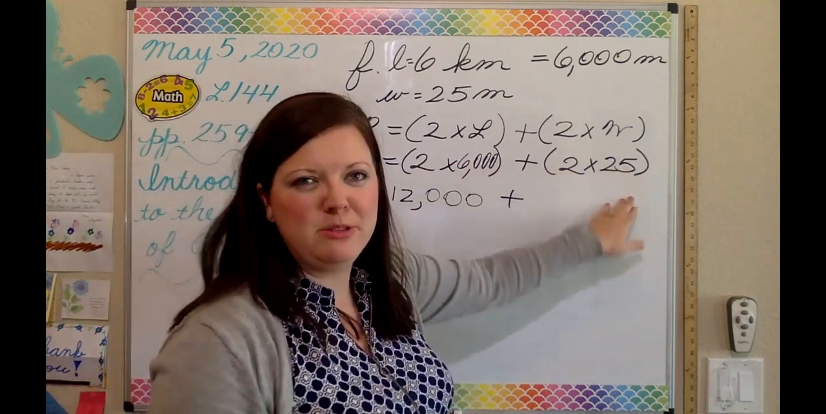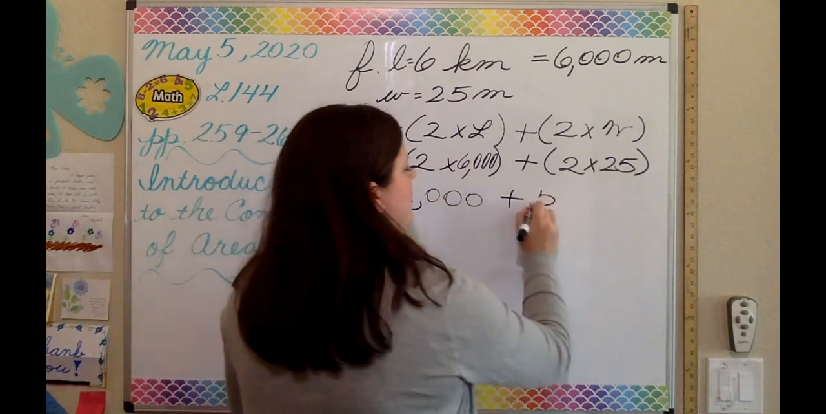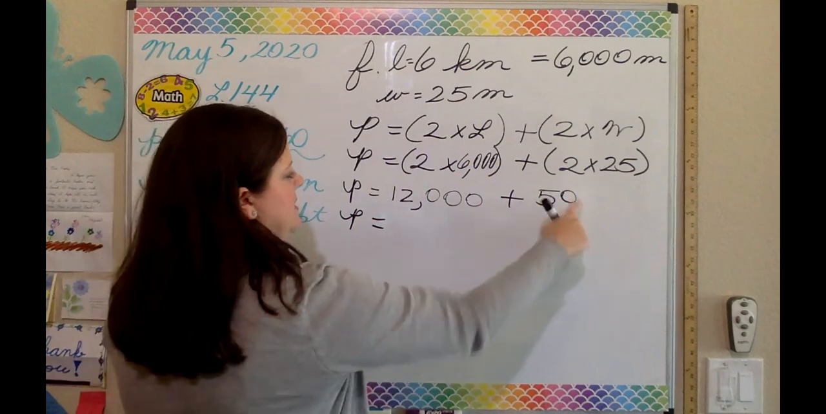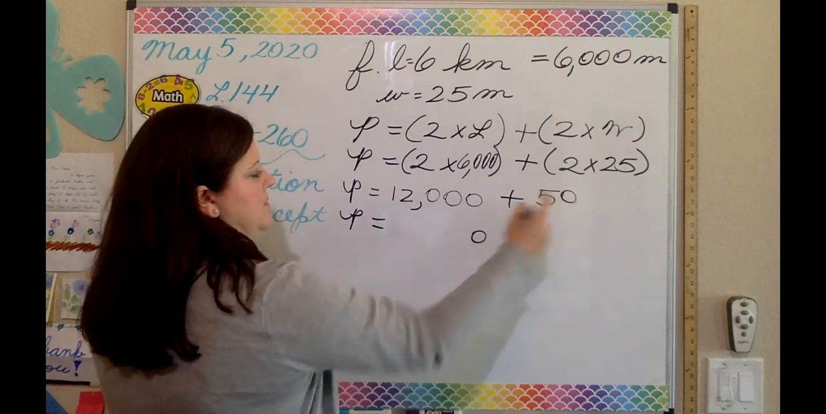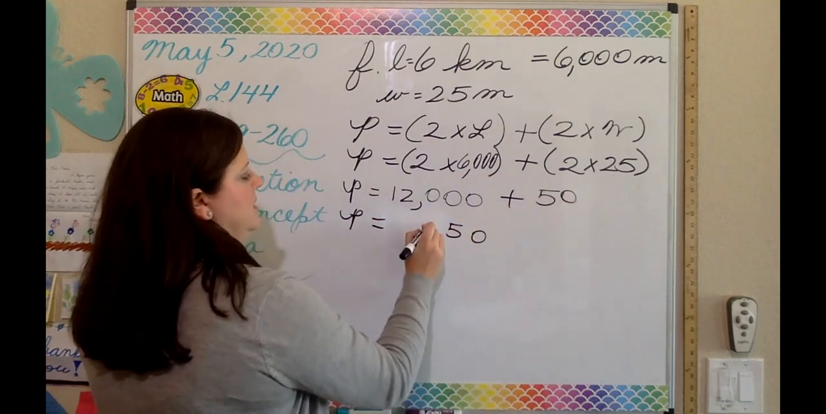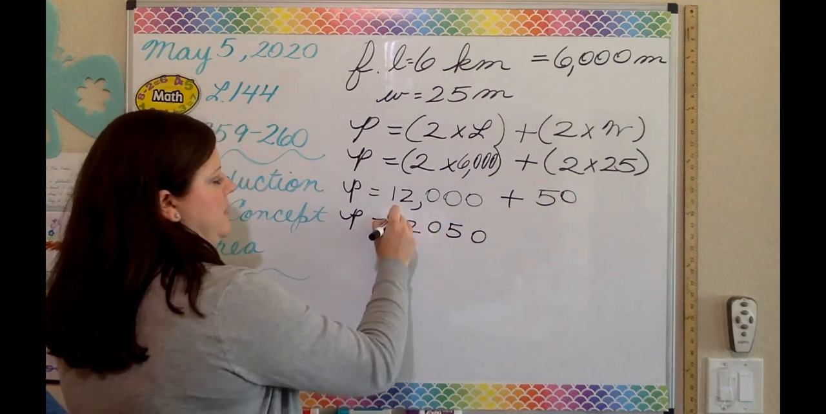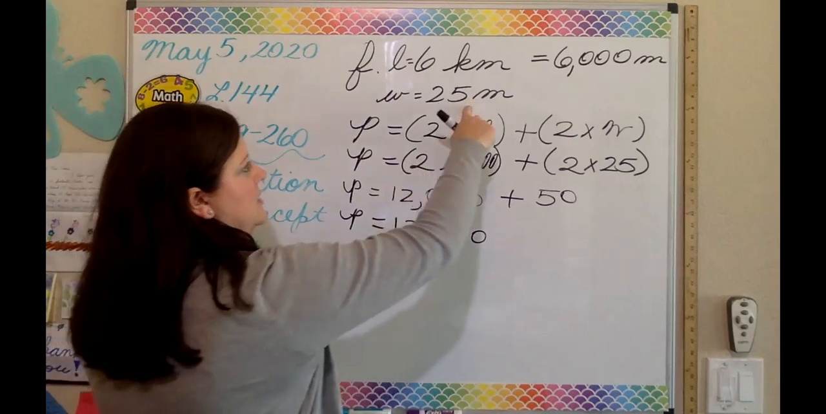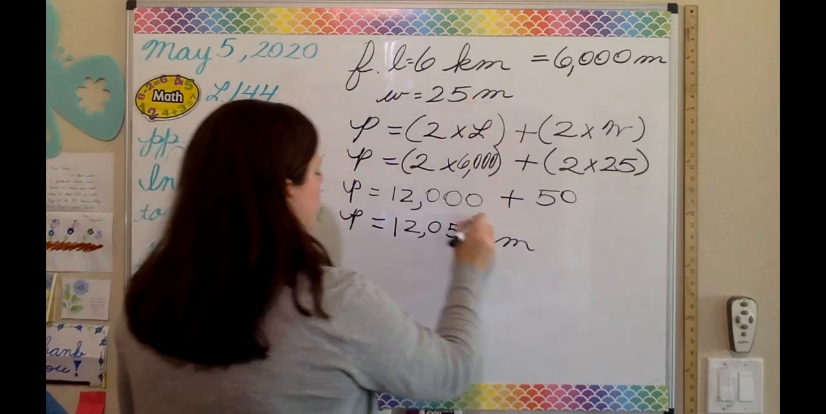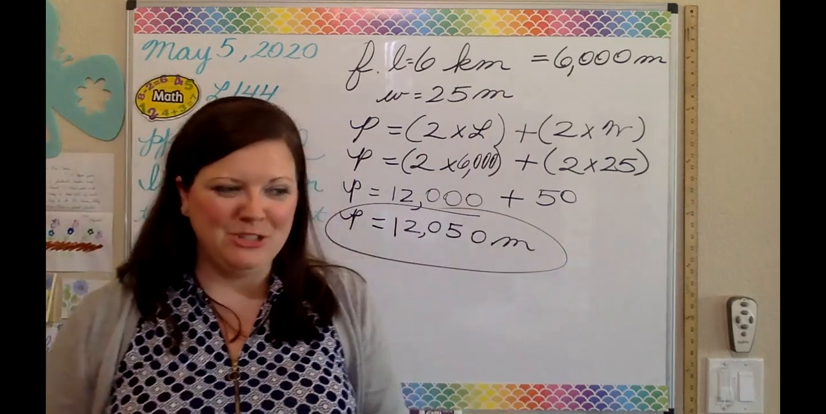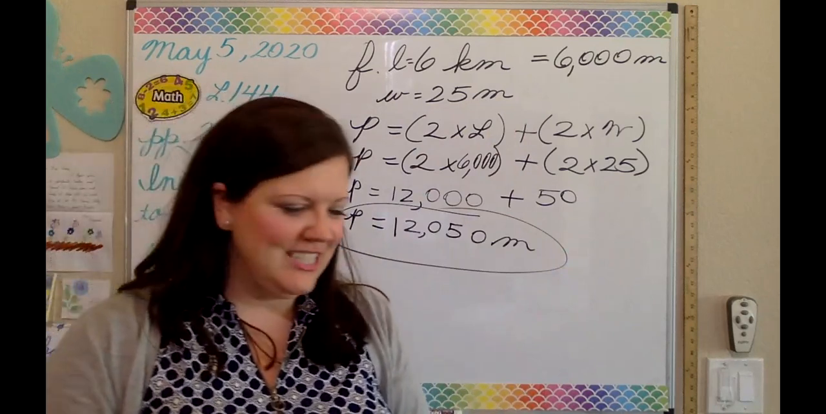If you have 2 groups of 25, that gives us 50. Add together, 0 plus 0, 0. 0 plus 5, 5. 0 plus 0, 0. 2 plus 0, 2. 1 plus 0, 1. And meter is our scale, or our measure, our unit of measure, I should say.